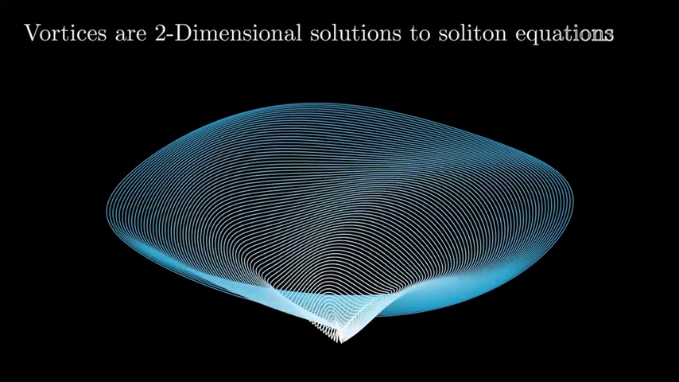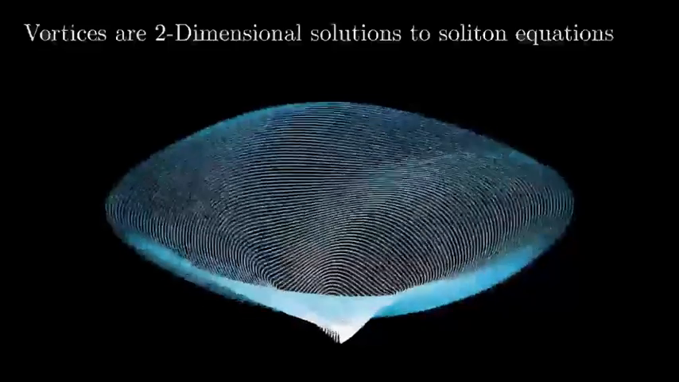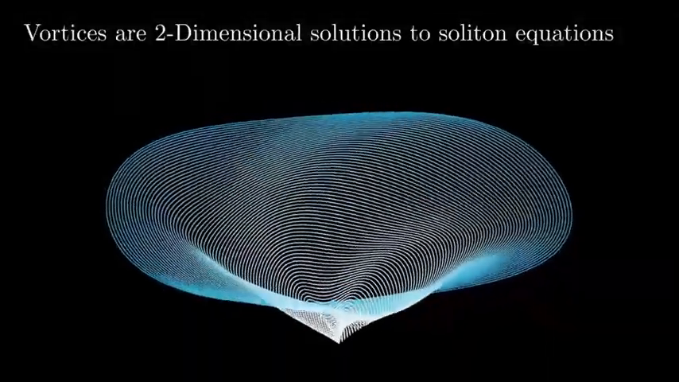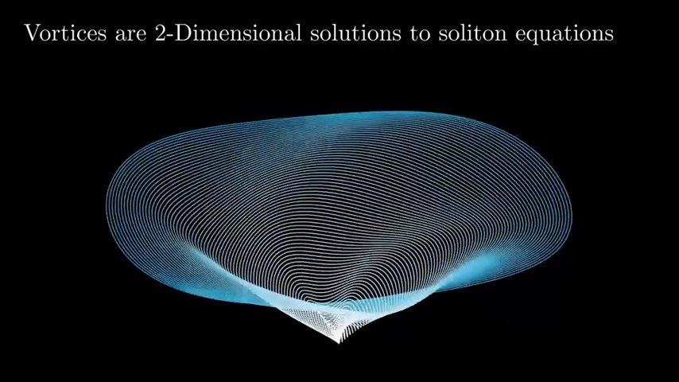Vortices are two-dimensional solutions to soliton equations. When you think of a vortex, you might think of a swirling whirlpool as shown on screen. We'll find that actually they are slightly more boring, but they have interesting properties.